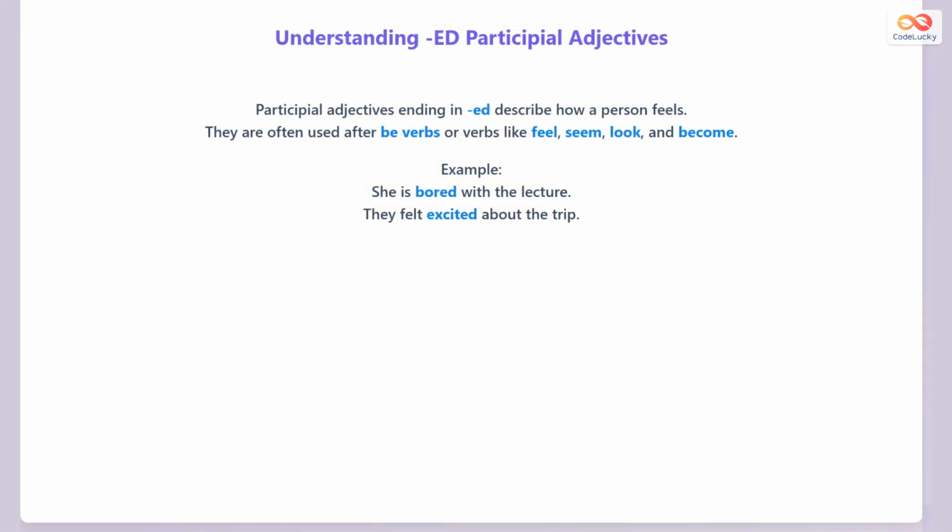Participial adjectives ending in ed describe feelings experienced by people. They typically follow verbs like be, feel, seem, or look. For example, she is bored with the lecture means she feels bored. They help describe reactions or emotions clearly.